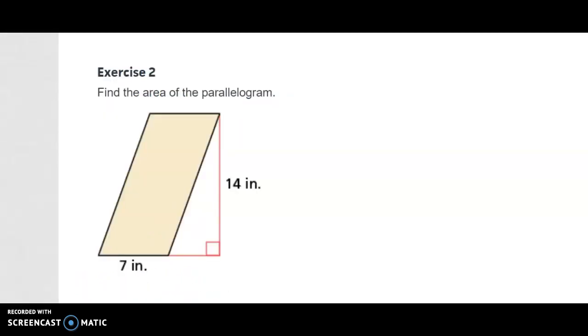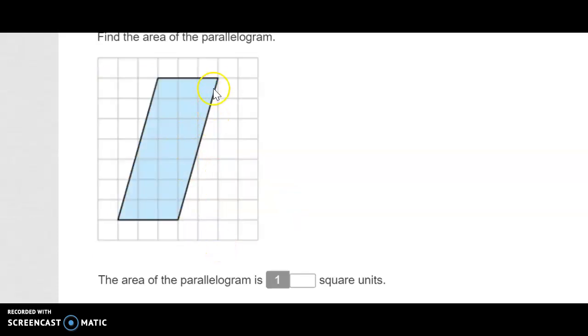So when we get done with our answer, it'll be square inches. And again, we're going to do our length times our width, or in this case, our base times our height, base being 7, multiplied by 14, and that will give you your answer. And always we do length times width. So our length is 1, 2, 3, 4, 5, 6, 7, and our width is 3. 1, 2, 3. So length times width.